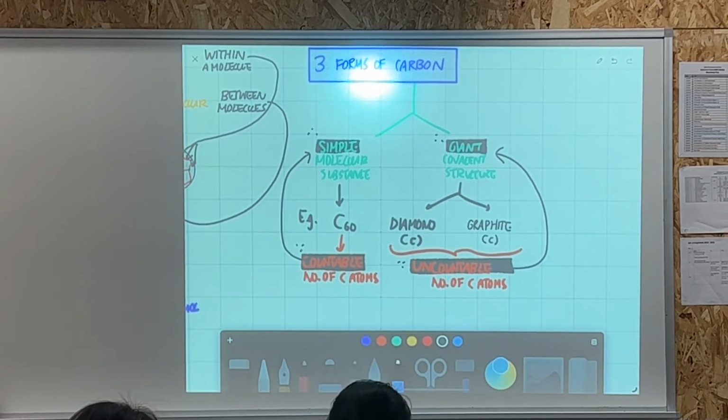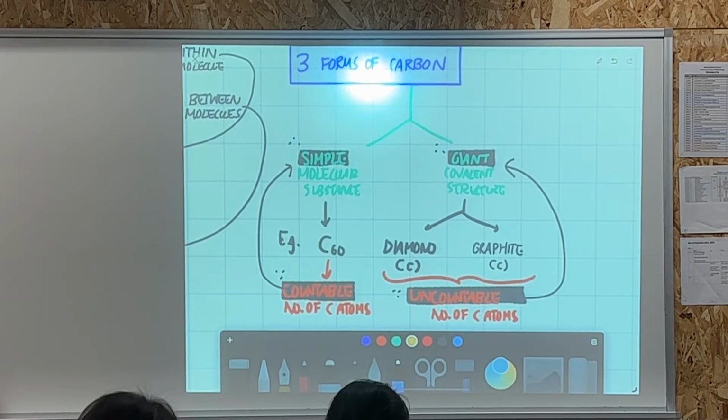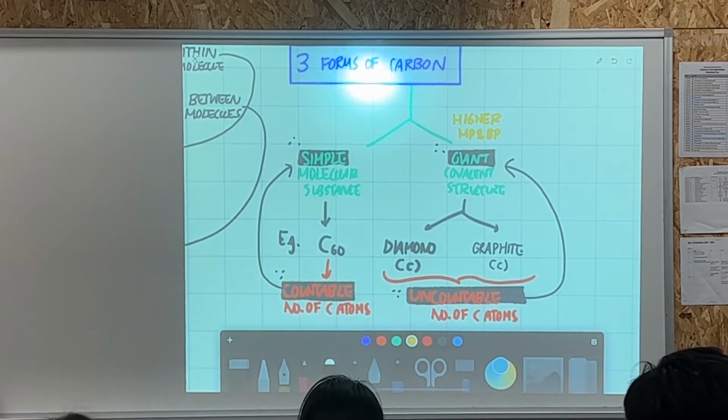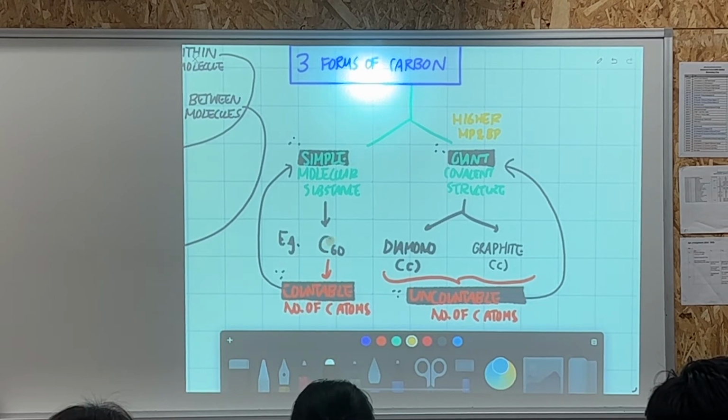Simple molecular substances and giant covalent substances, which of these have higher boiling point? Giant. So you have higher melting and boiling point. This is why diamond and graphite are solids. I don't think I need to tell you that they are solids. But C60 is a liquid. So this has a lower boiling and melting point.